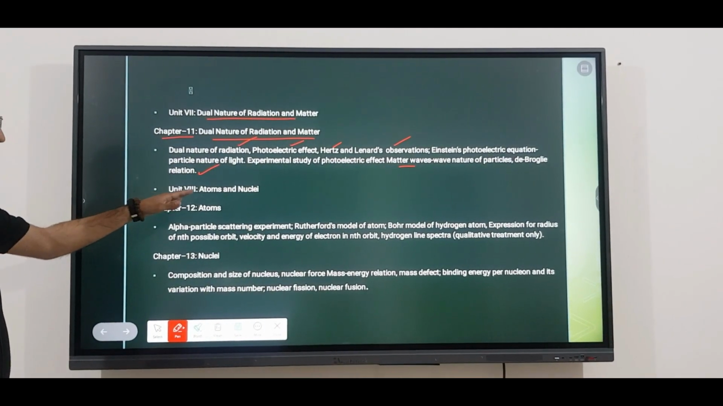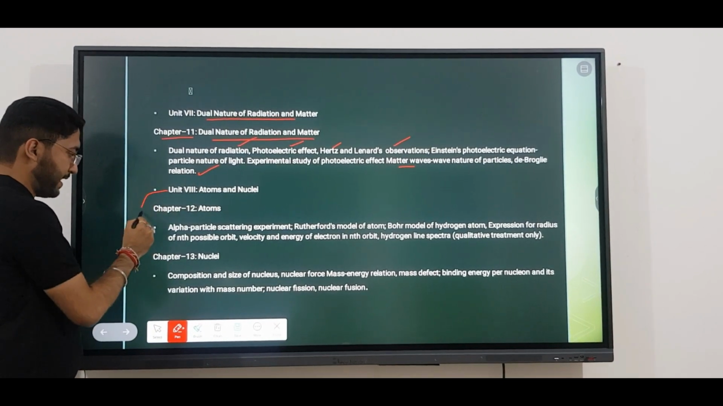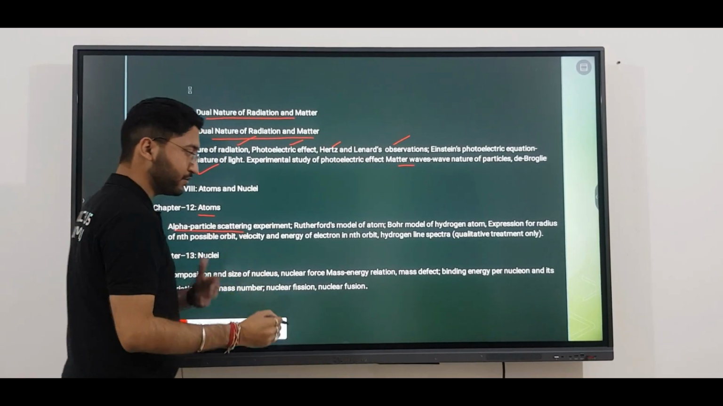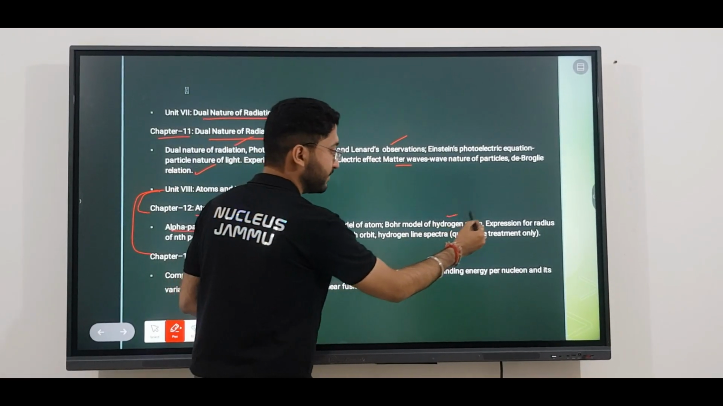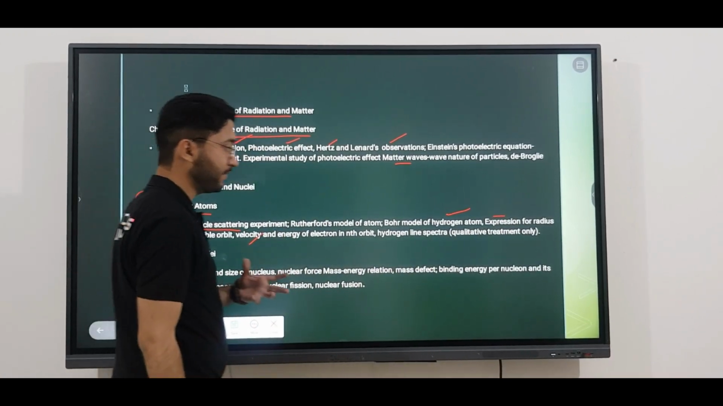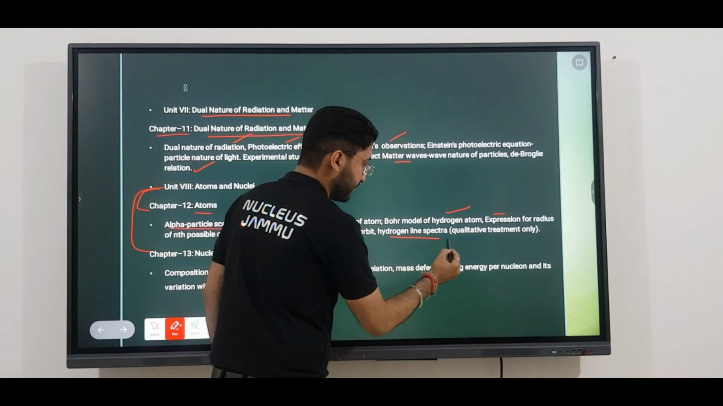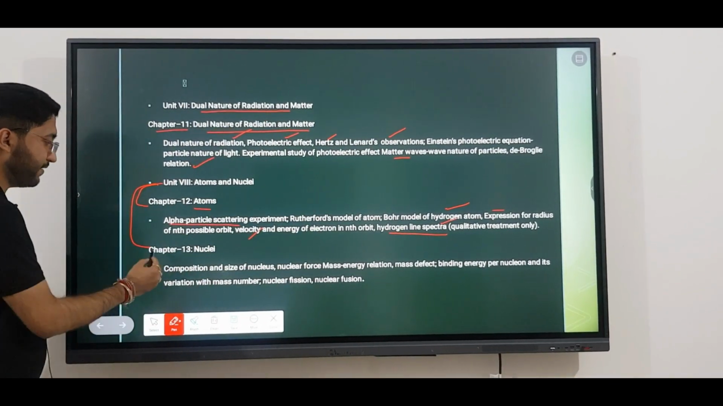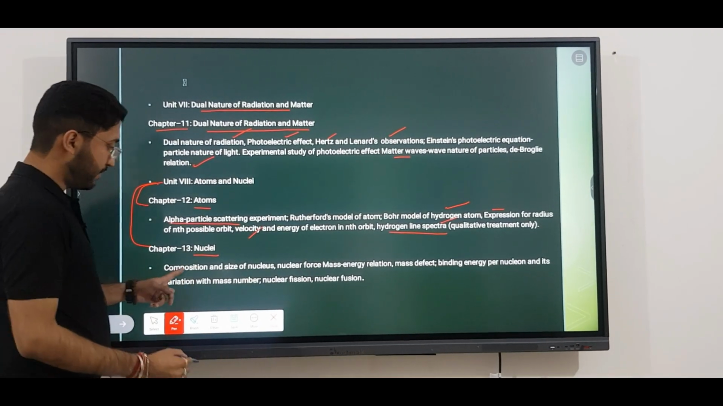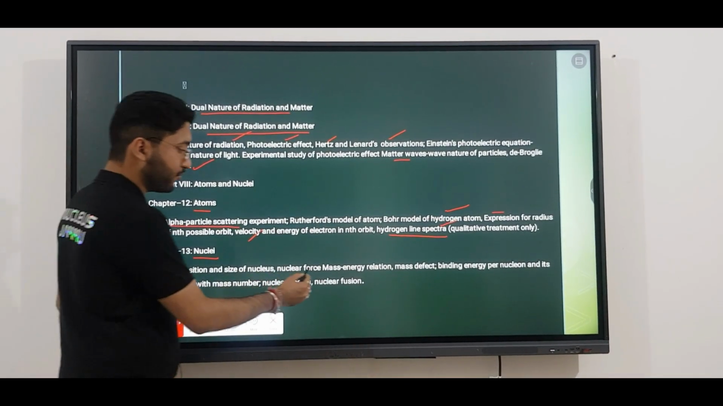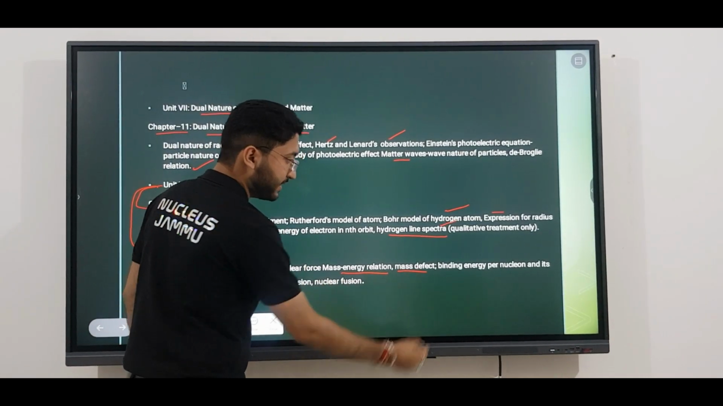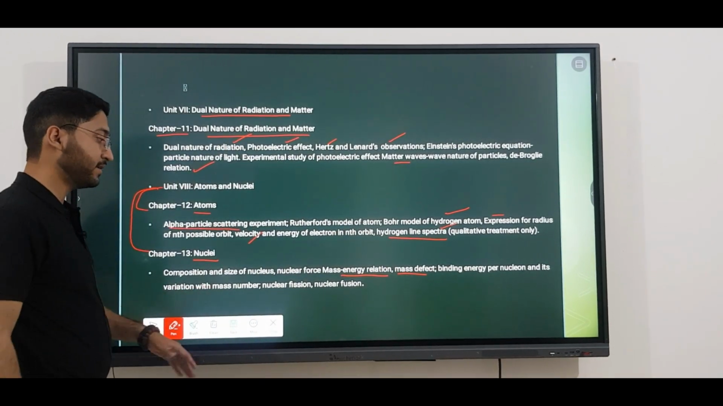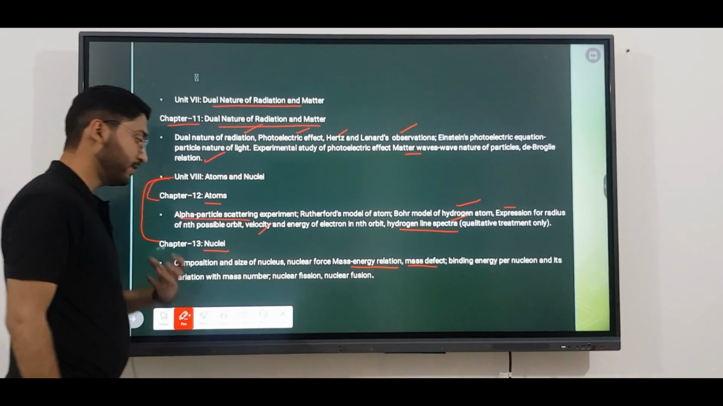Now Unit 8, Atoms and Nuclei, a subdivision of atoms and nuclei. From the atom chapter, alpha particle scattering you have to study, Rutherford model you have to study, Bohr's model. These are very important models you have to study for the final paper. Now hydrogen spectra you have to study only basic from this topic. And from Chapter 13, Nuclei, composition you have to study: nucleus, nuclear forces, mass-energy relation, mass defect, binding energy, thorough knowledge of binding energy per nucleon and its variation with mass number, nuclear fission and nuclear fusion you have to study thoroughly.